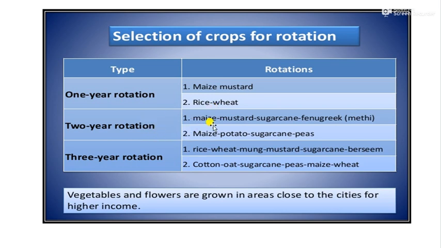Then the 2-year rotation, that is maize followed by mustard followed by sugarcane followed by fenugreek, and the second example, maize followed by potato followed by sugarcane, then peas. Then the 3-year rotation, that is rice followed by wheat, then followed by moong, mustard, sugarcane and barley. The second example is cotton, oat, sugarcane, peas, maize, wheat.